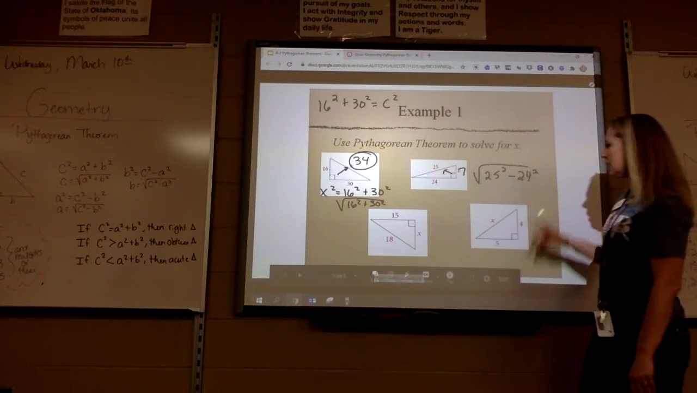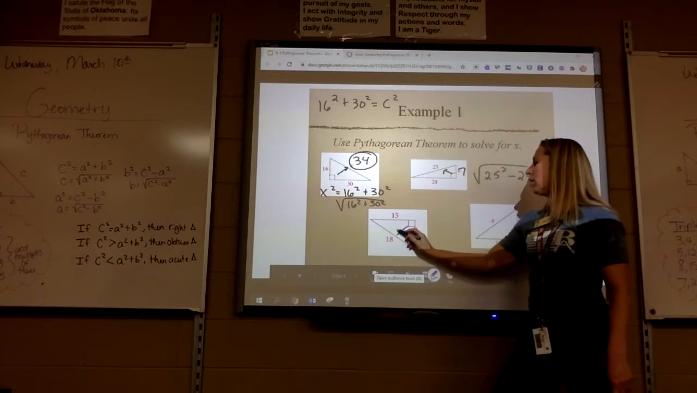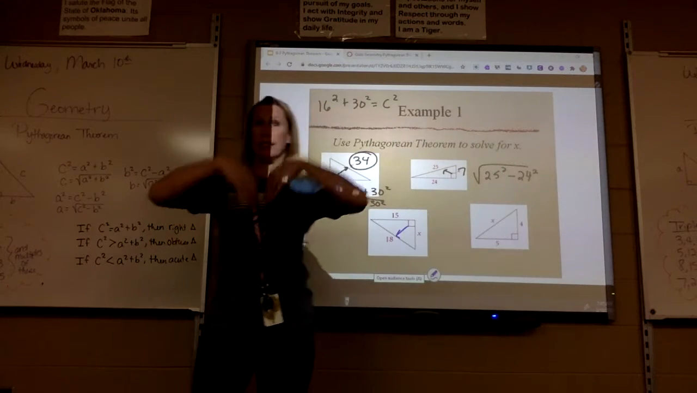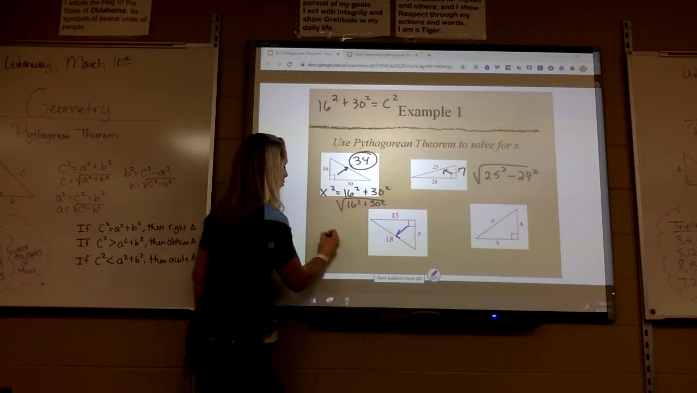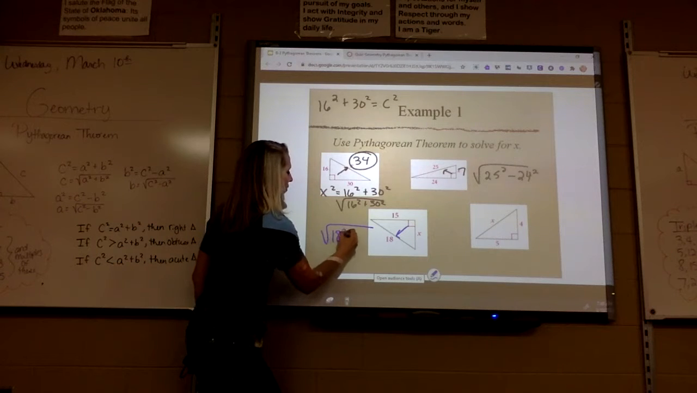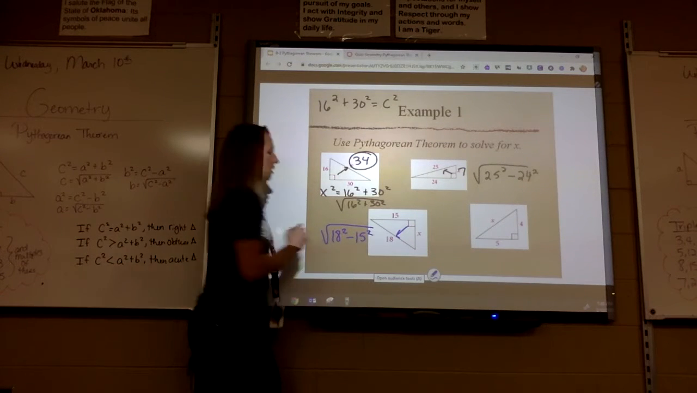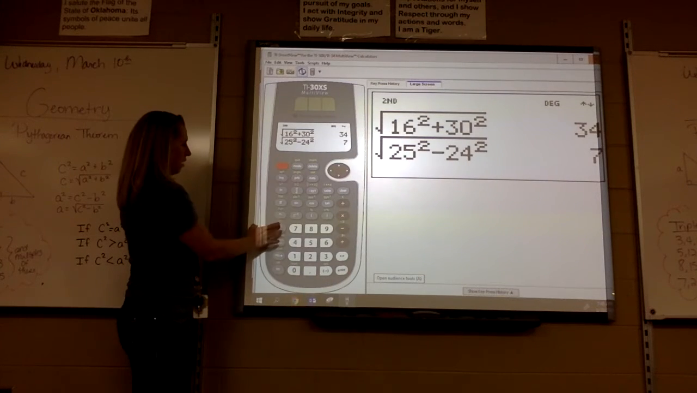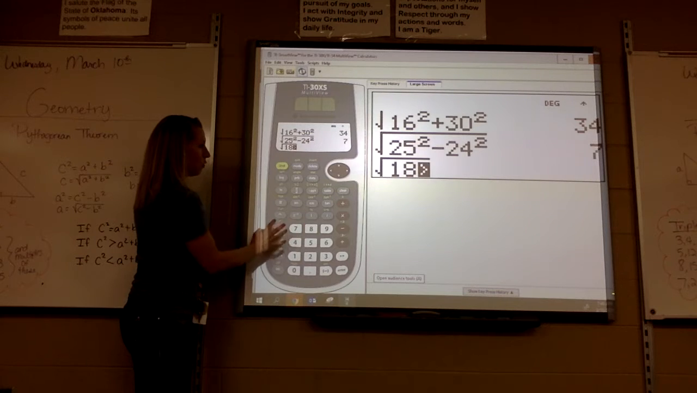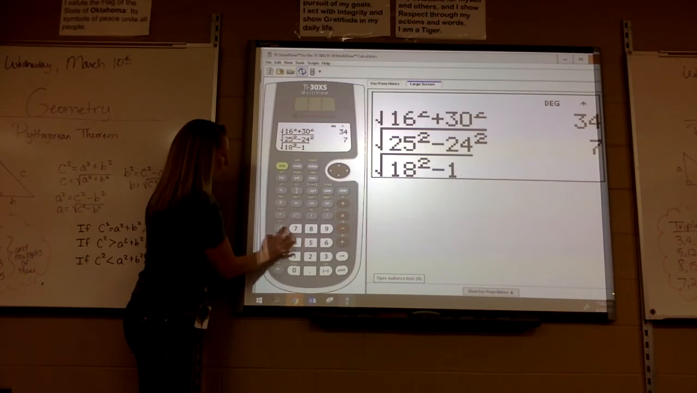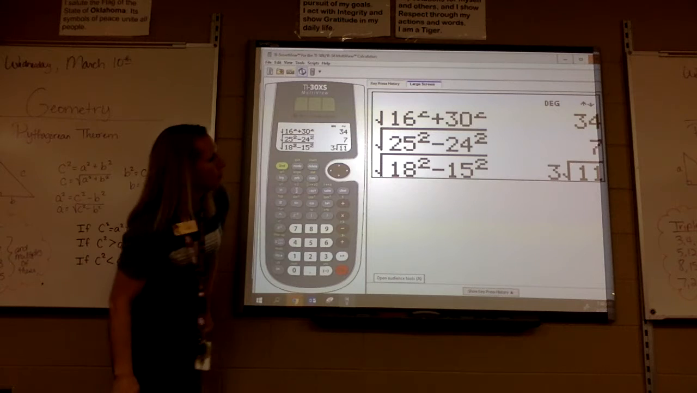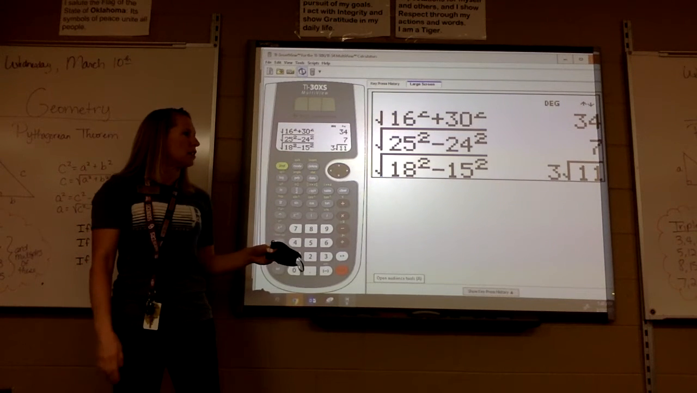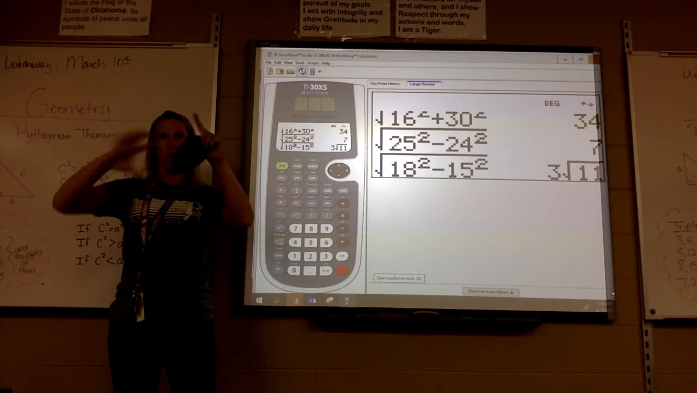Okay, let's look at this one. Do I know the hypotenuse? Yeah. Would I add or subtract? Subtract. We need a smaller side, so you have to subtract. So I'm going to do 18 squared minus 15 squared. So square root 18 squared minus 15 squared. 9.949. 3 radical 11. Some of your answers you can leave like that, like if it's a multiple choice.